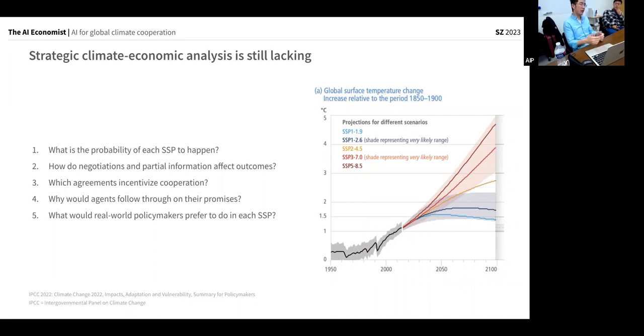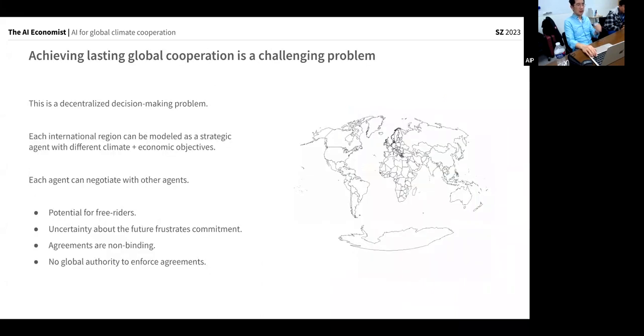This is really one of the biggest issues in international climate negotiations. For instance, in the Paris Agreement, countries promised to invest in green energy, but then, years later, they didn't really do that, right? So that's a big issue. So what do we want to address?